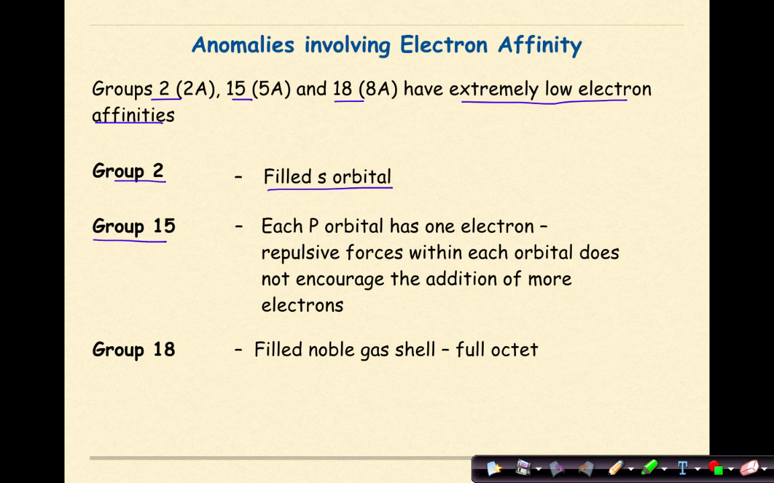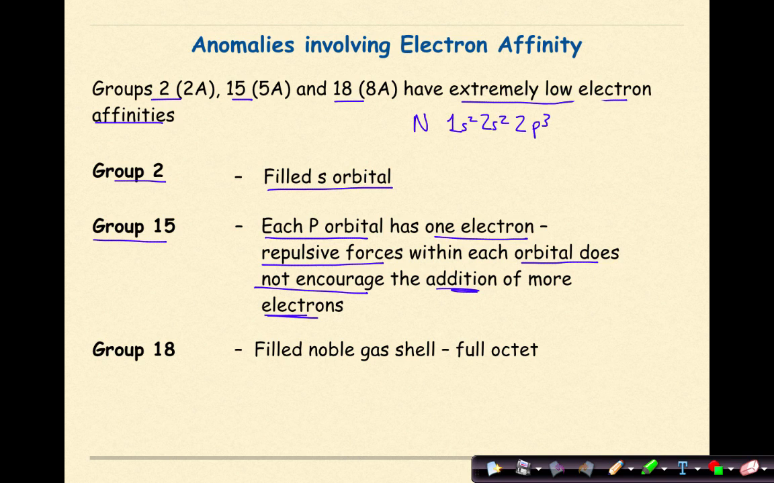In group 15, each p orbital has 1 electron. Repulsive forces within each orbital does not encourage the addition of more electrons. A good example to look at here is something like nitrogen. Nitrogen has an electron configuration of 1s2, 2s2, and 2p3.